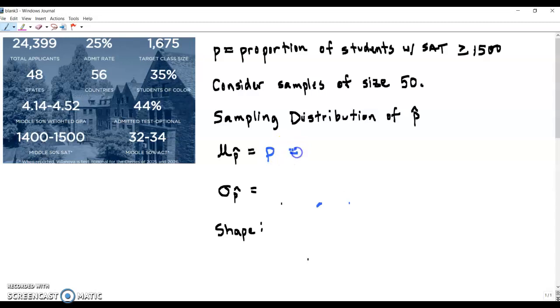And what is p in this case? Well, if the middle 50% goes from 1400 to 1500, then the third quartile must be 1500. There could be lots of people with 1500, but it's going to be about 0.25. 25% of the students are going to have at least a 1500.